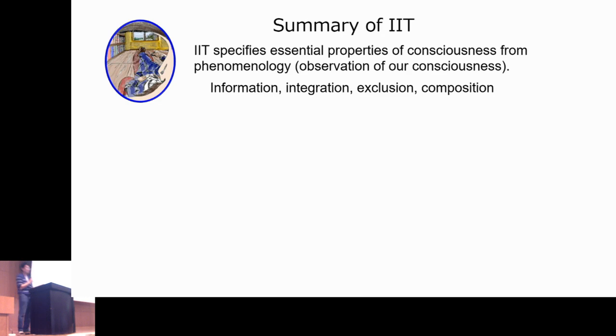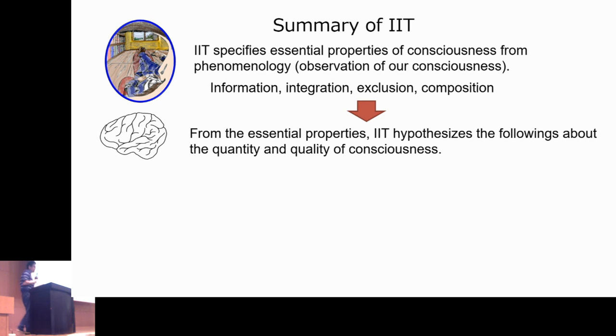Okay, so this is the end of the IIT part. So here is a summary of IIT. IIT first specifies the essential properties of consciousness from phenomenology, observation of our own consciousness. And IIT specifies these essential properties are information, integration, exclusion, and composition. And these are all. And then, from the essential properties, IIT hypothesizes the following about quantity and the quality of consciousness. So from phenomenology to the physical substrate, that's a way to go.